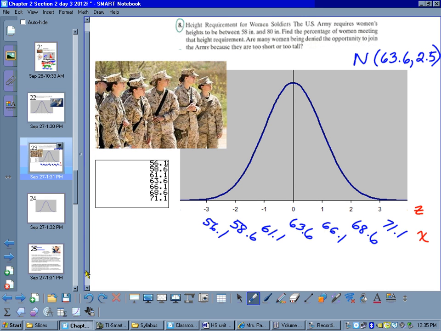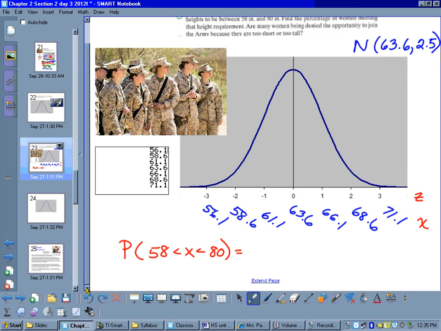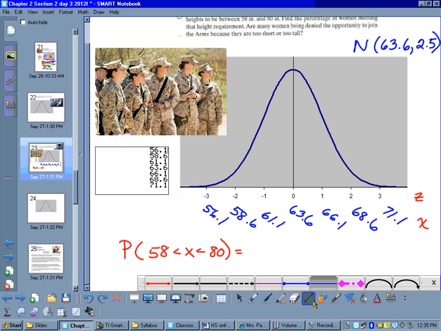We are trying to find first the probability that a woman is between 58 inches and 80 inches tall. If we line this up on our chart, 58 inches will be just over the -2 standard deviation mark, and 80 inches is going to be way past the 3 standard deviations.